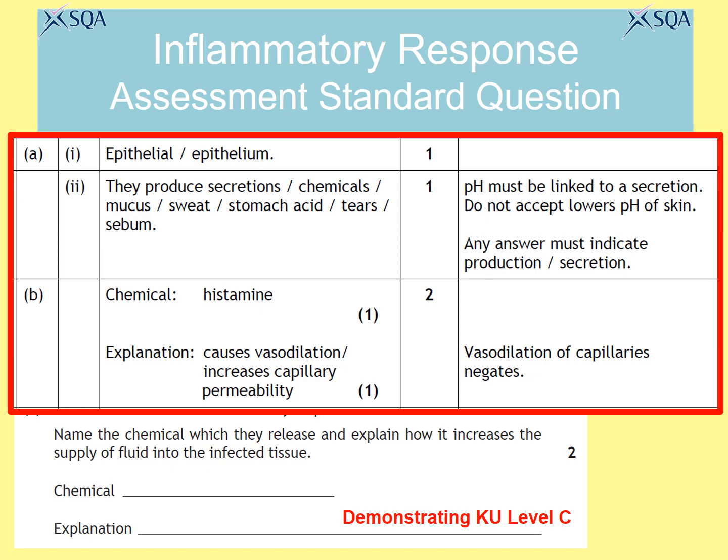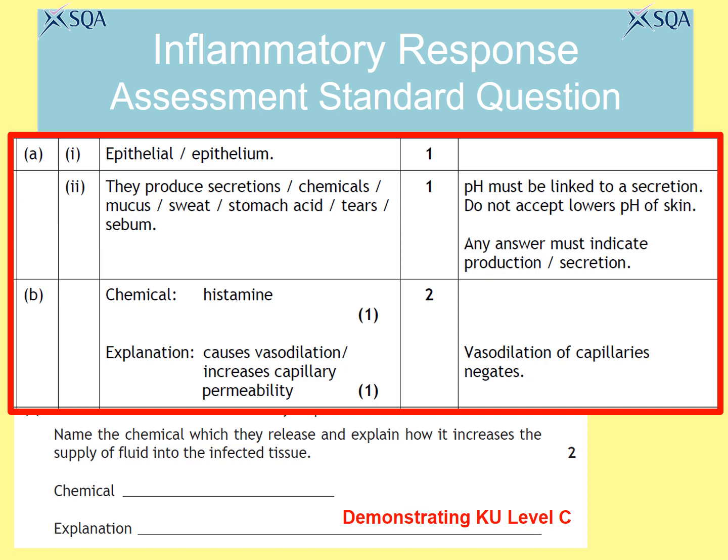The type of cell which forms a physical barrier is an epithelial cell. In addition to forming a physical barrier, they can also produce secretions or chemicals, or specific names of chemicals such as mucus, sweat, stomach acid, tears or sebum.